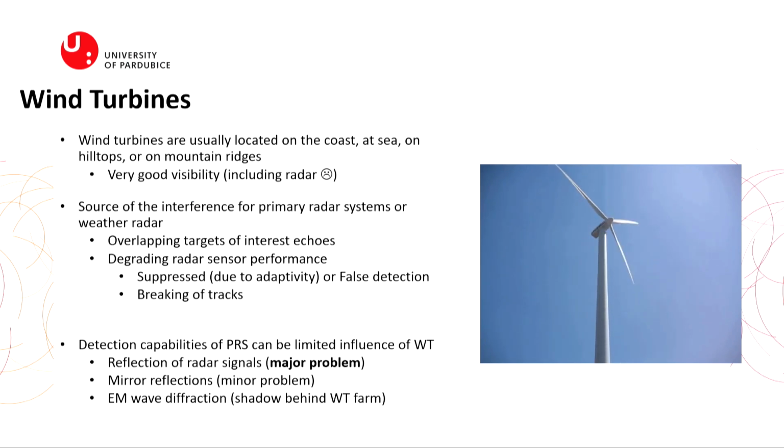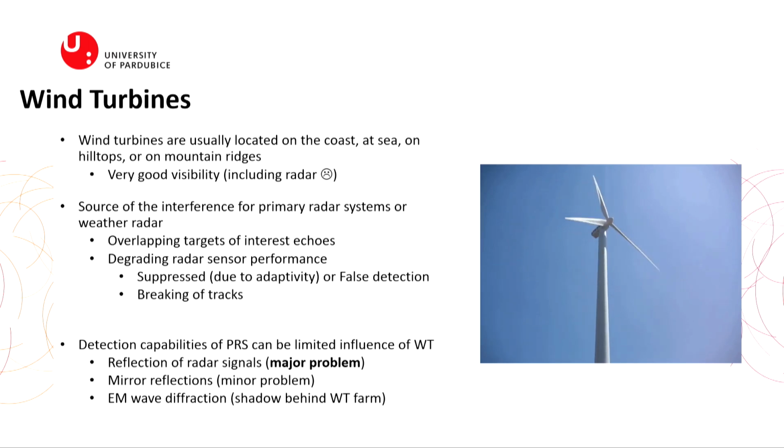Unfortunately, what do you think, where is radar placed? It also needs good visibility, so this coincidence is really serious and we need to take care of it. Wind turbines are a great source of interference for our primary radar system or weather radar. They overlap the echoes of targets of interest and degrade radar sensor performance generally. And of course, if they influence air traffic control radar, it could cause really big trouble and a lot of casualties.